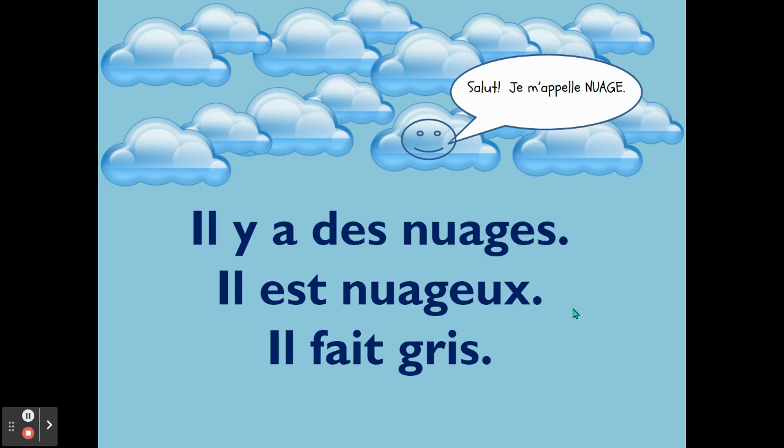All right. 3 ways to say cloudy. Remember I had this little joke about my little pet cloud. Il y a des nuages. There are clouds. Il est nuageux. It is cloudy. Il fait gris. It's gray out. So my little pet cloud named Nuage.